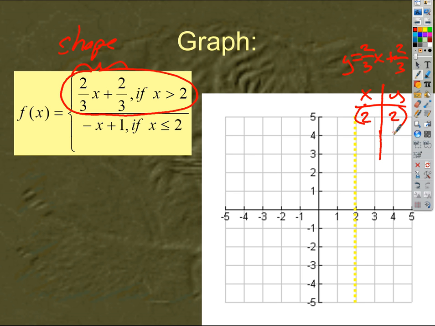Okay, so we get to point 2, 2. But when I graph this, when I put that point down, and this is kind of important, because 2 is not included, what kind of an endpoint would I make it? Yeah, I'd make an open one, wouldn't I? Okay. Now, how would I get a second point?